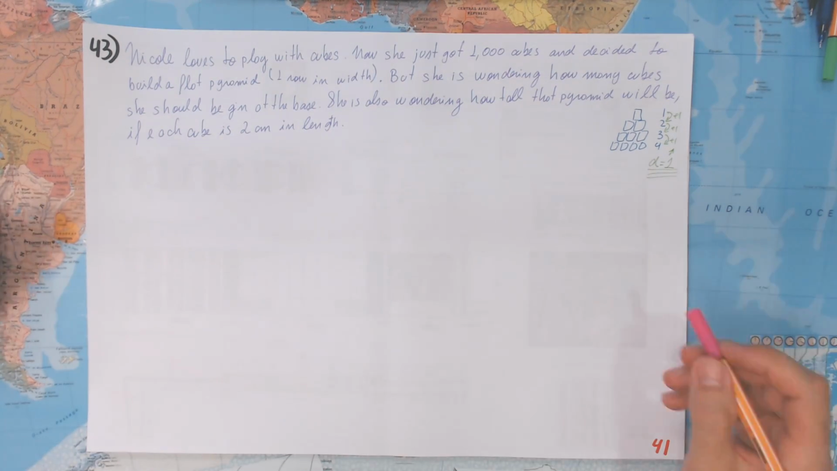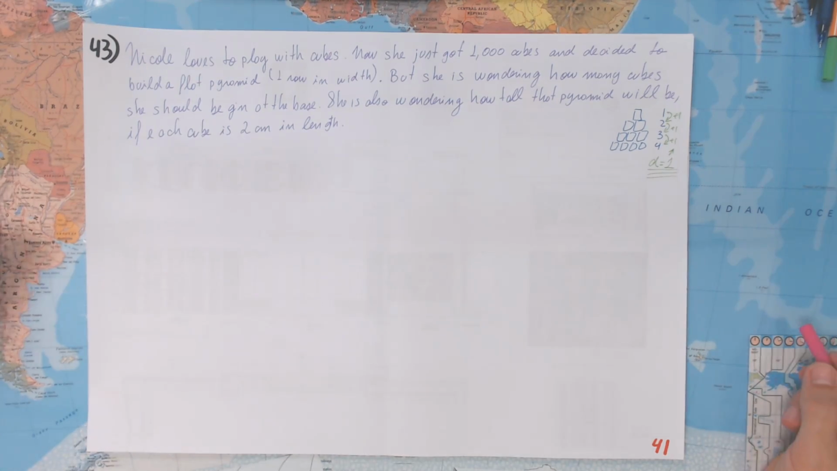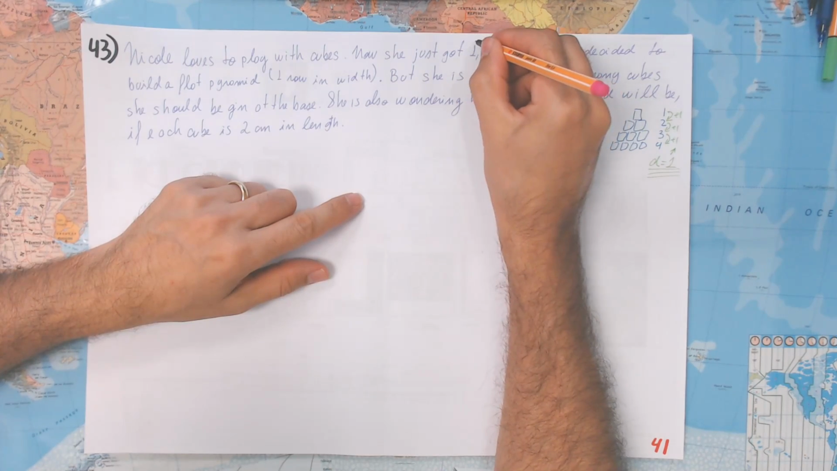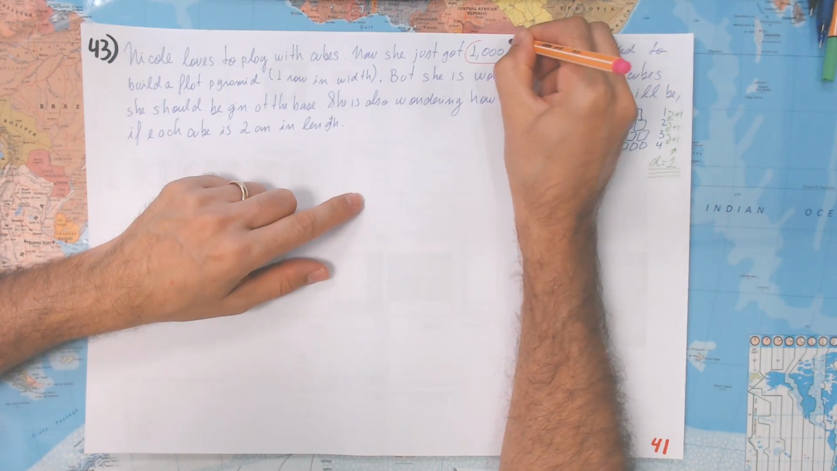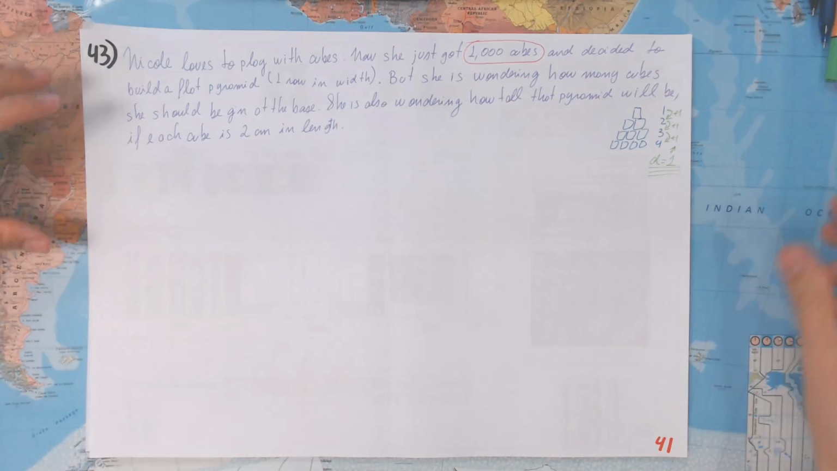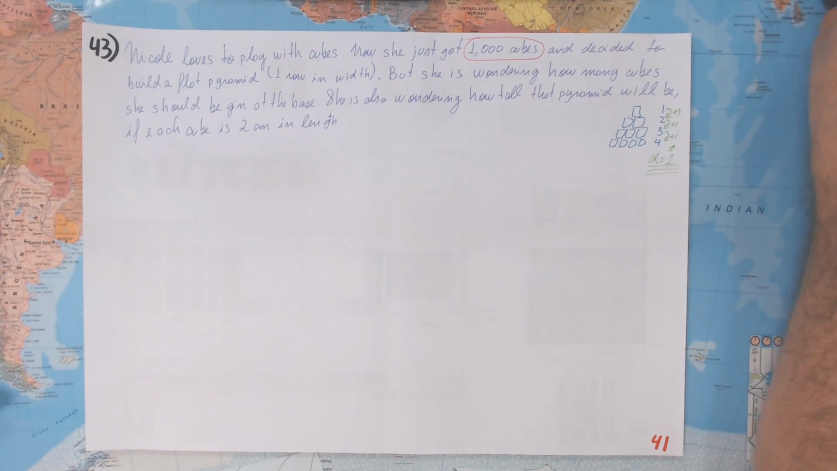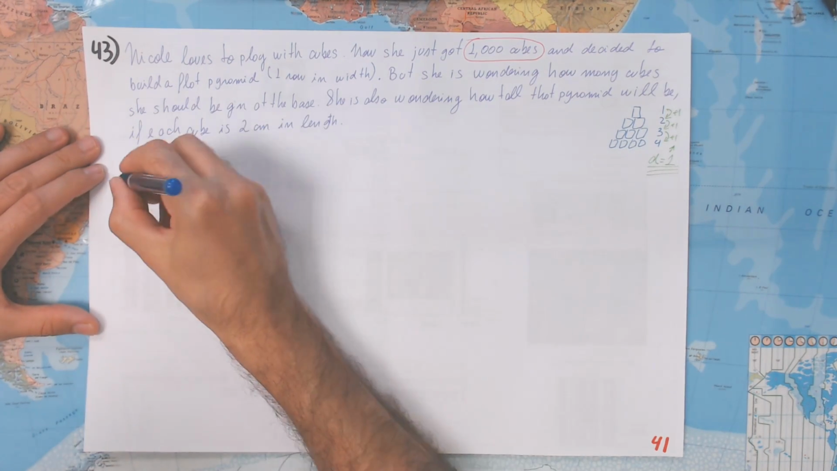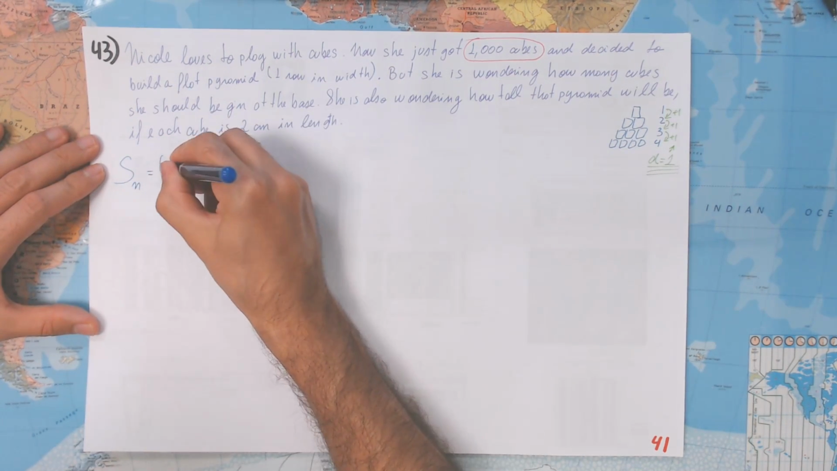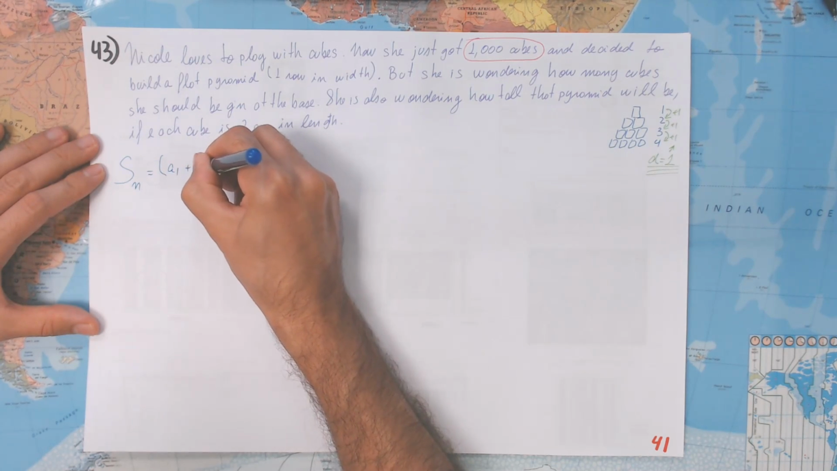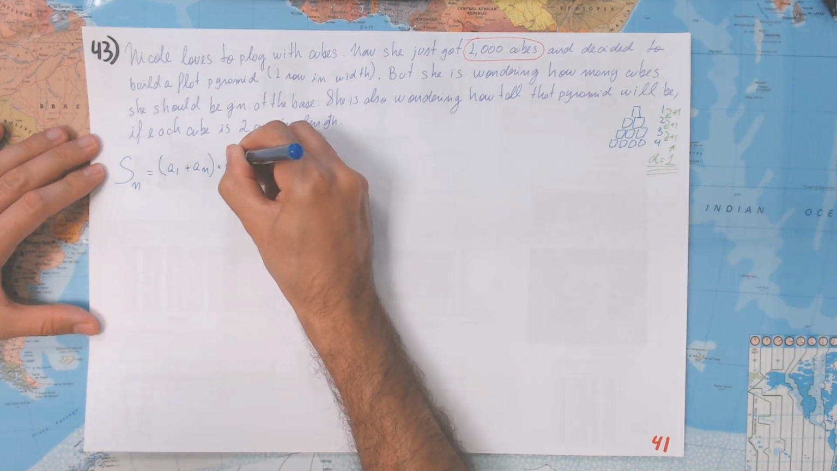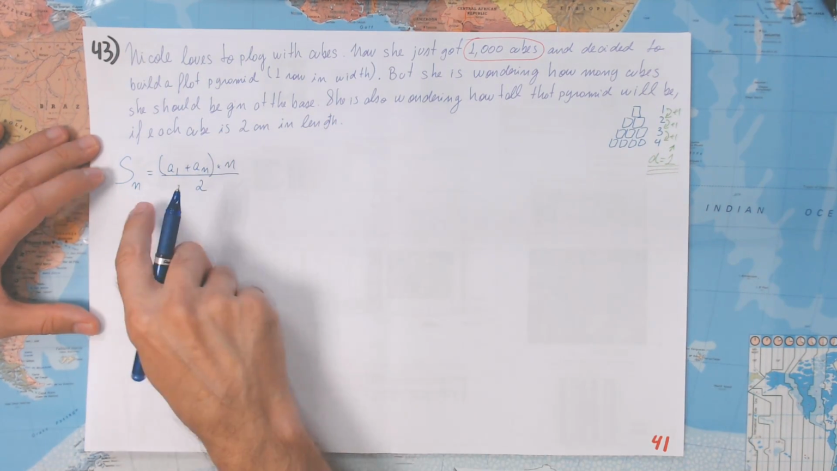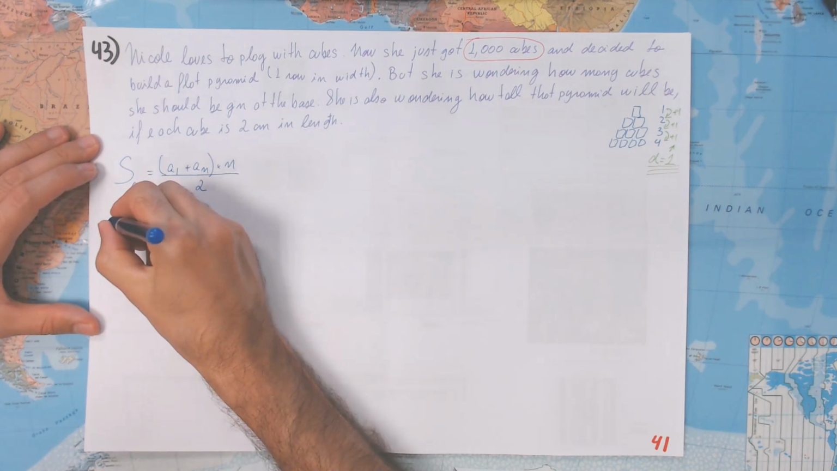Well, how should we proceed? Well, in case you don't know what to do, let's start with this information. We know she has 1,000 cubes. Let's start with this information. Okay, if you just remember the formula, the summation of n terms is going to be the first one plus the last one, times the number of terms, divided by 2. Okay, and we know things in here. We know that in total it is going to be 1,000.